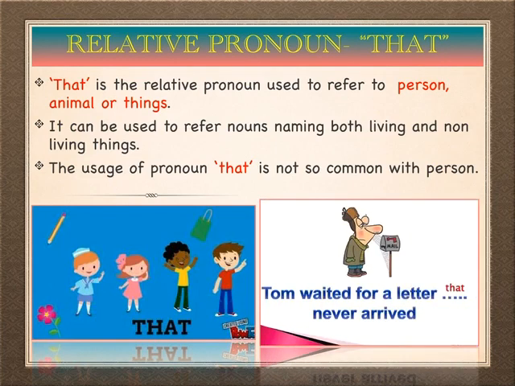Let's see the example over here. Tom waited for a letter that never arrived. So here pronoun that is placed before the noun letter, and letter is a thing, and so the pronoun that is relating to a thing over here, and so it is a relative pronoun used for non-living thing.